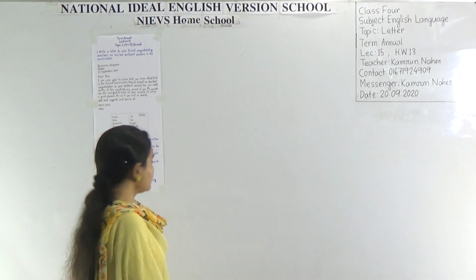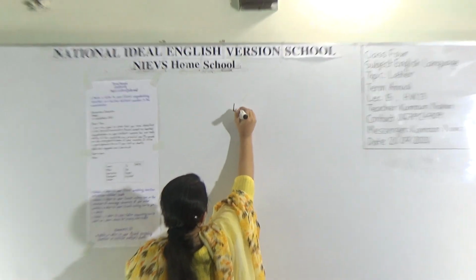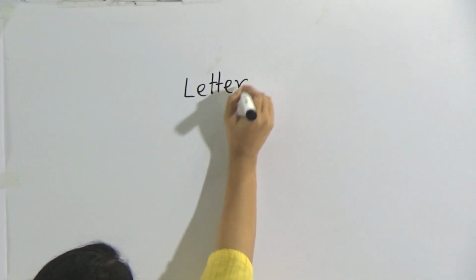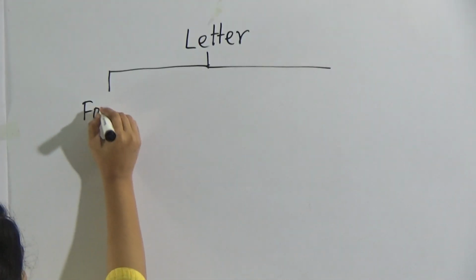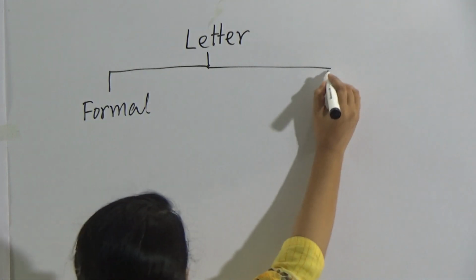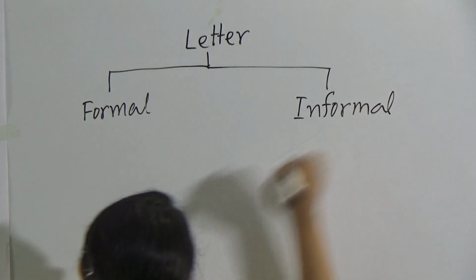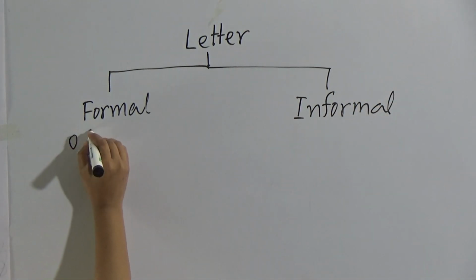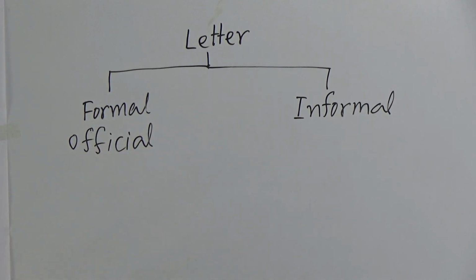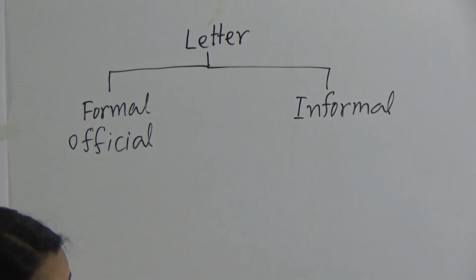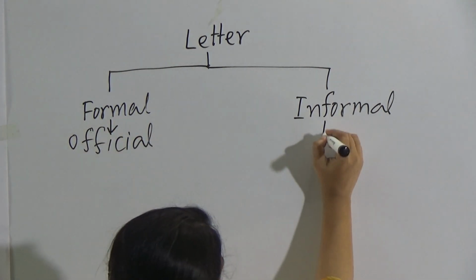Actually there are two types of letter: formal letter and informal letter, right? We all know it. Formal and informal. Formal letters are official letters, like if you write a letter to the headmaster or to the director of any company, that means a business letter. Those are called formal letters, and informal letters are personal letters.